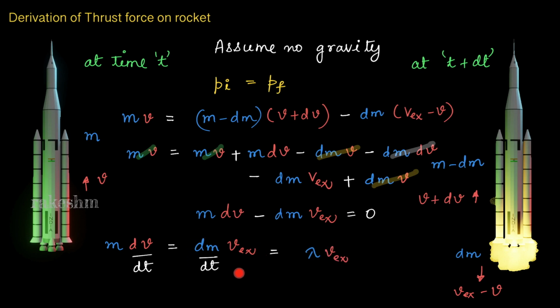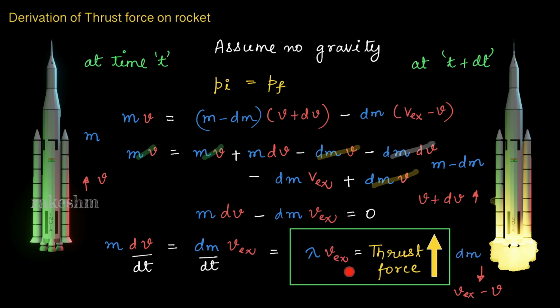This expression dm by dt into v exhaust, we can write dm by dt as lambda. So dm by dt is the rate at which the fuel is burnt. So we have taken that as lambda. So we get this as lambda into v exhaust. This term m dv by dt is nothing but the net force acting on the rocket. So we can say the net force equals lambda into v exhaust. So the final expression we get here for the thrust force which is acting on the rocket in the upward direction equals lambda times exhaust velocity of the gases. So this is an important result and you need to remember this result.